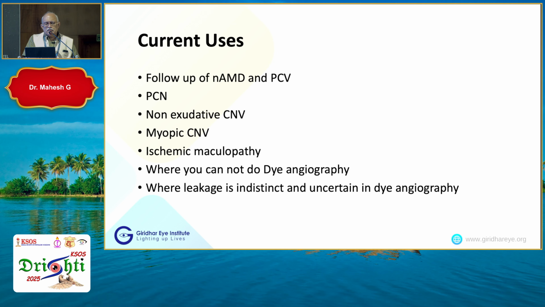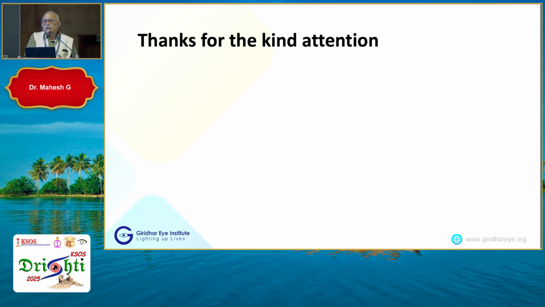So current uses of OCTA are follow-up of neovascular AMD and PCV, very useful; PCN diagnosis; non-exudative CNVM; myopic CNVM; ischemic maculopathy, where you cannot do dye angiography; and when the leakage is very indistinct and uncertain, like some inflammatory pathology, you can find the network. So these are the uses of OCTA in current practice.